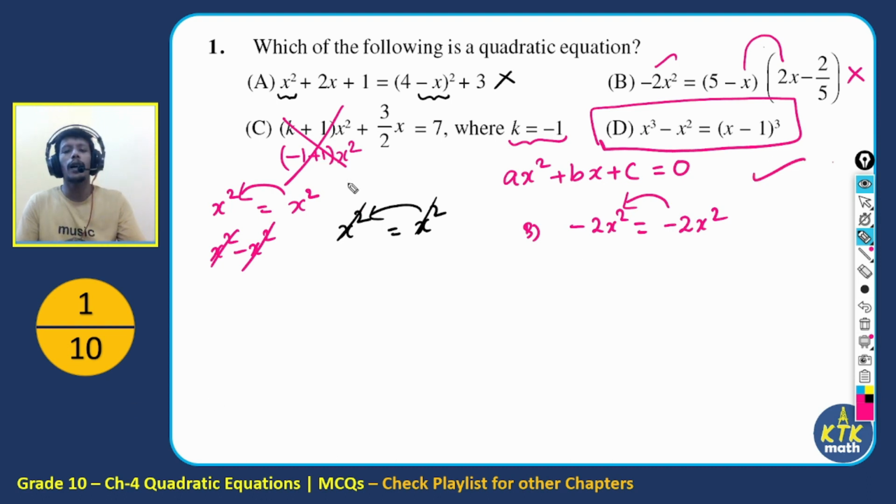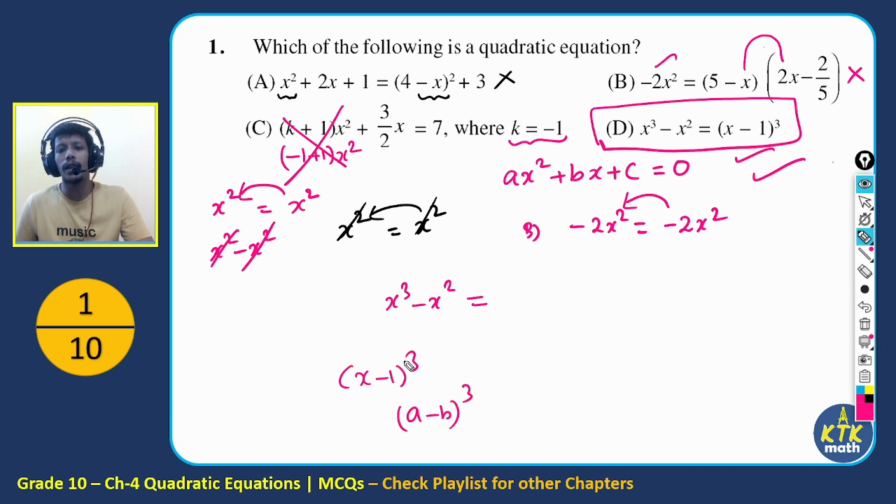Yes, if you want you can substitute. You may ask me, there is a cube term, so it will be a cubic equation only. No, it is not a cubic equation because you see, on the left hand side you have x cube minus x square, and when you are expanding x minus 1 whole cube using the a minus b whole cube identity, what happens here? x cube minus 3x square plus 3x minus 1. When I am rearranging, x cube will get cancelled. So definitely you will have only the x square term.